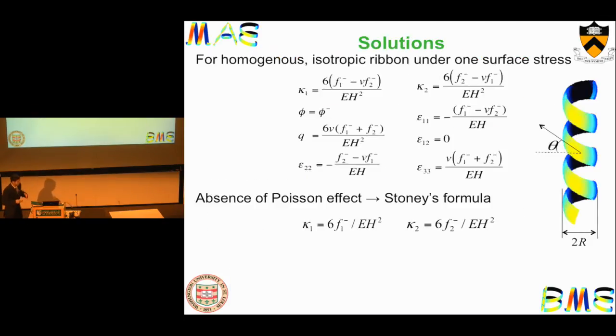And for a particular problem, we can actually have analytic solutions. So if there's only one surface stress on, let's say, on the bottom surface, then we can calculate these geometric parameters from the driving forces and material parameters. And we can show that in the absence of Poisson's effect, our solutions actually can be reduced to the classical Stoney's formula. And so Stoney's formula is really one specific example of ours.